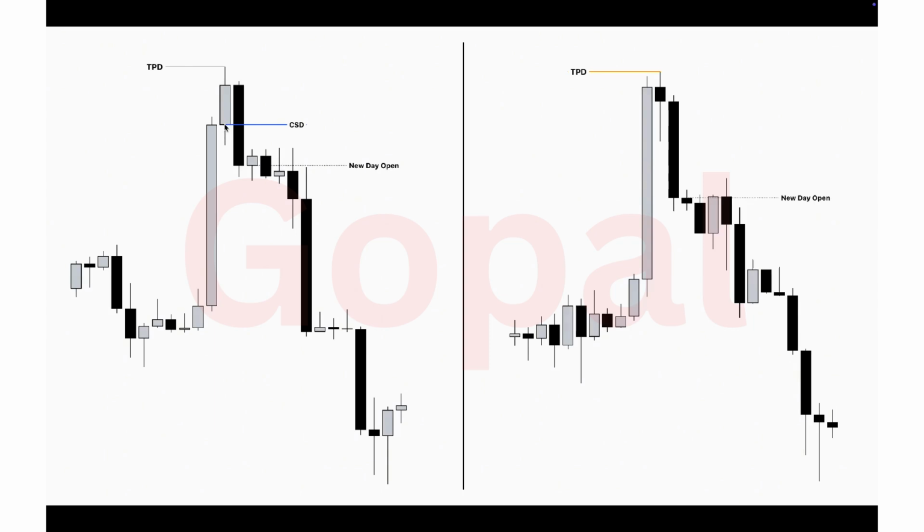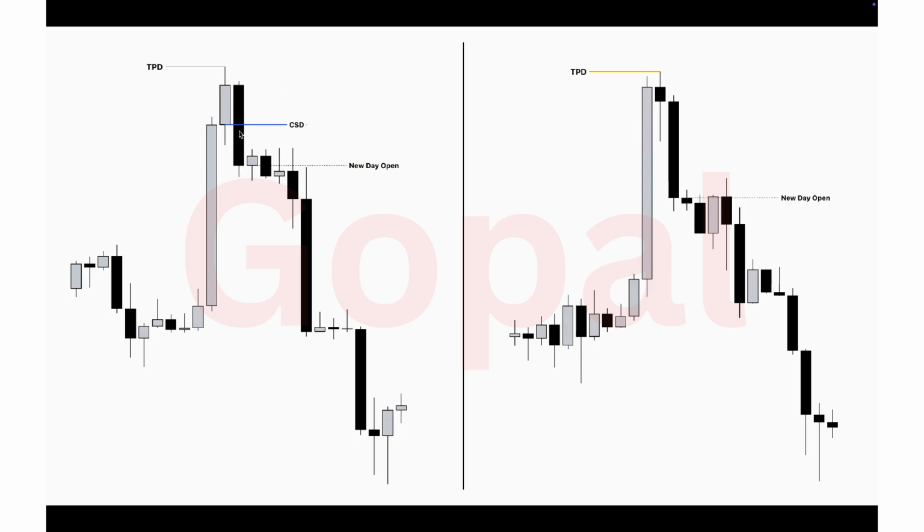So if you have a bearish TPD and candle number 3 strongly closes below candle number 2's open, for the asset that is up close, then that is a valid CSD. And it would be vice versa if it were a bullish CSD. If it were bullish, then candle 2 would be down close, candle 3 would be up close, overriding candle number 2's opening price. And it is important that there is displacement there.